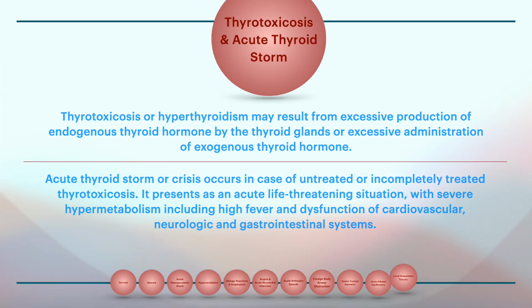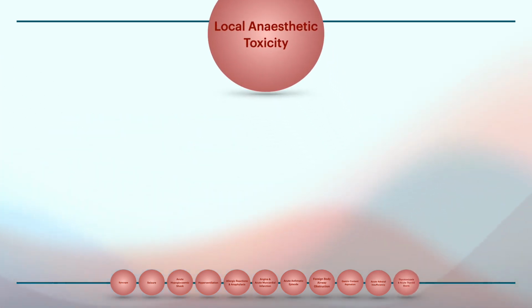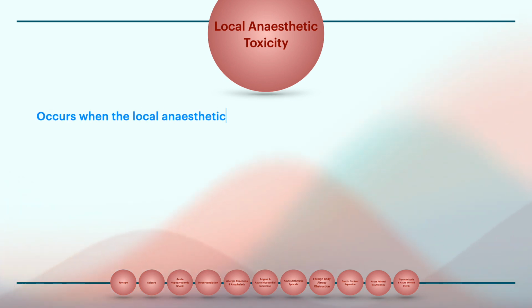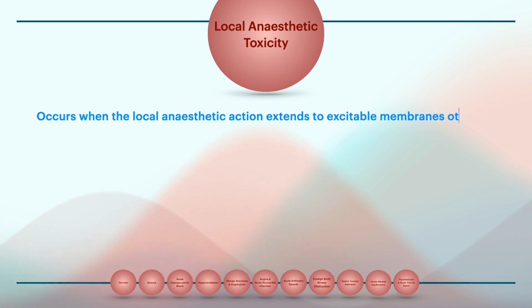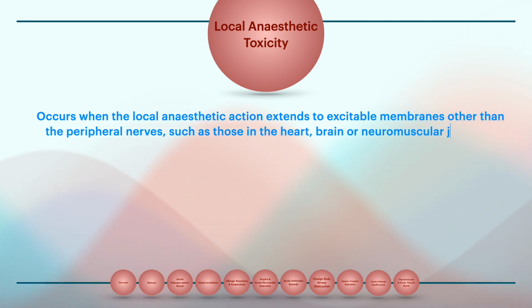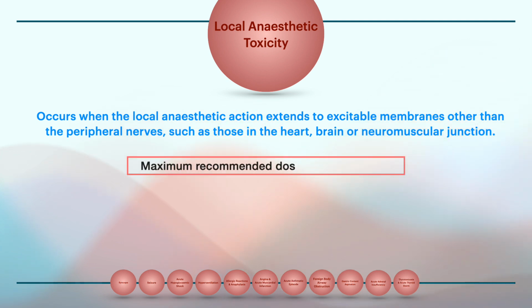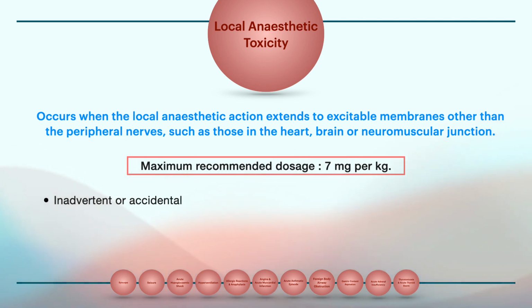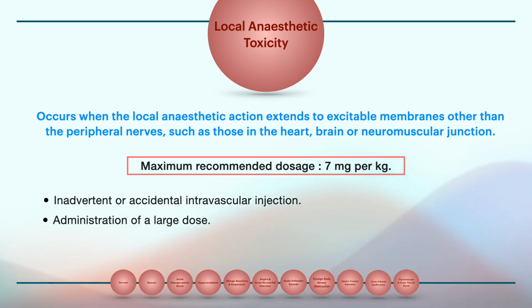And in the end, local anesthetic toxicity. It occurs when the action of local anesthesia extends to excitable membranes other than the peripheral nerves, such as those in the heart, brain, or neuromuscular junction. This occurs when the local anesthetic exceeds the maximum recommended dose, such as in case of accidental intravascular injection, administration of a large dose, or rapid rate of injection.